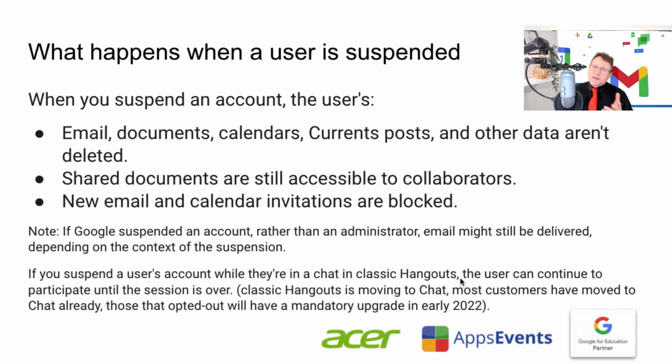So what happens when a user is suspended? Well, the email, documents, calendar, their data as it is, doesn't get deleted. It just means that the user can't access the account. Content that's available to others and shared with other people will still be available. Shared documents are still accessible by the collaborators, but any new email or calendar invitations will be blocked from being sent to that user. So they won't get any more email and they won't get any invitations sent to them.